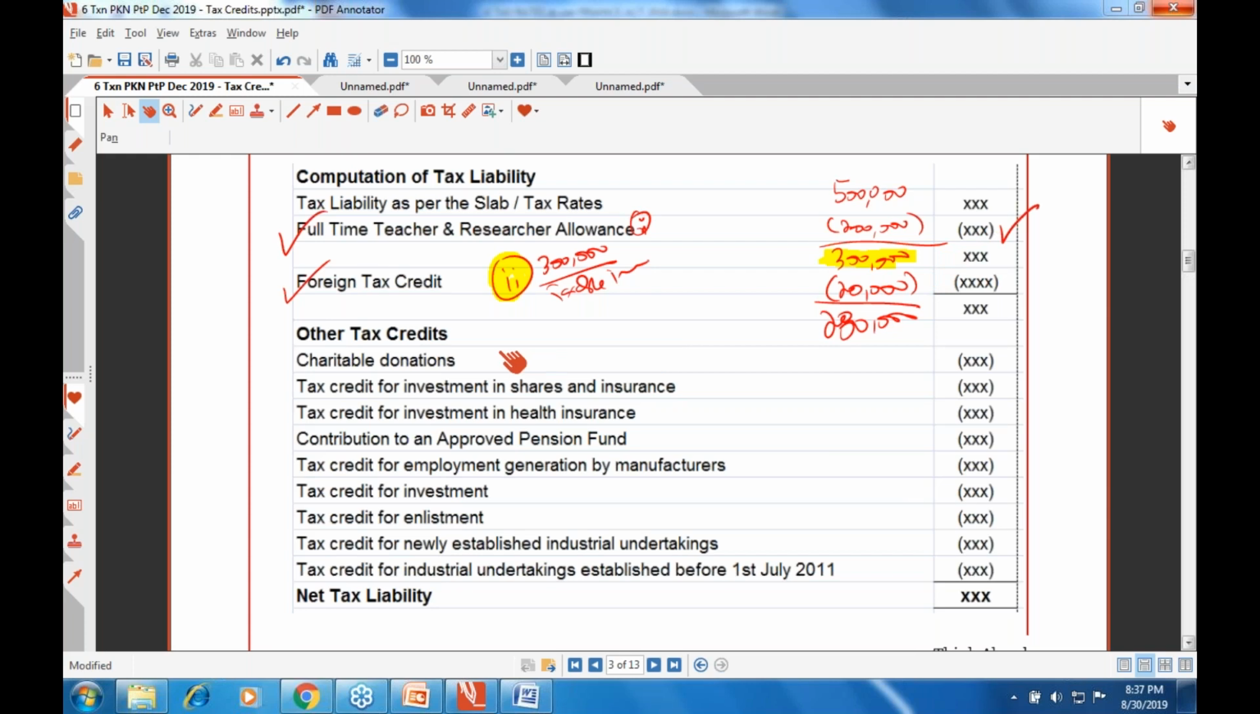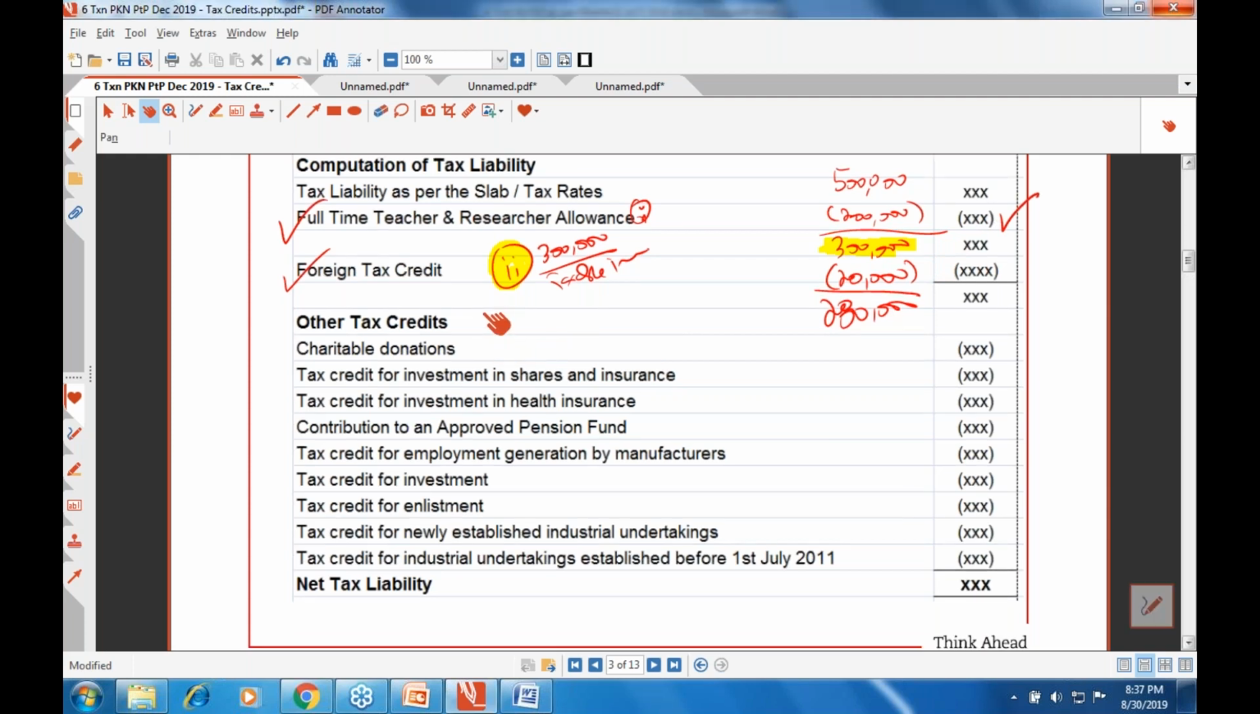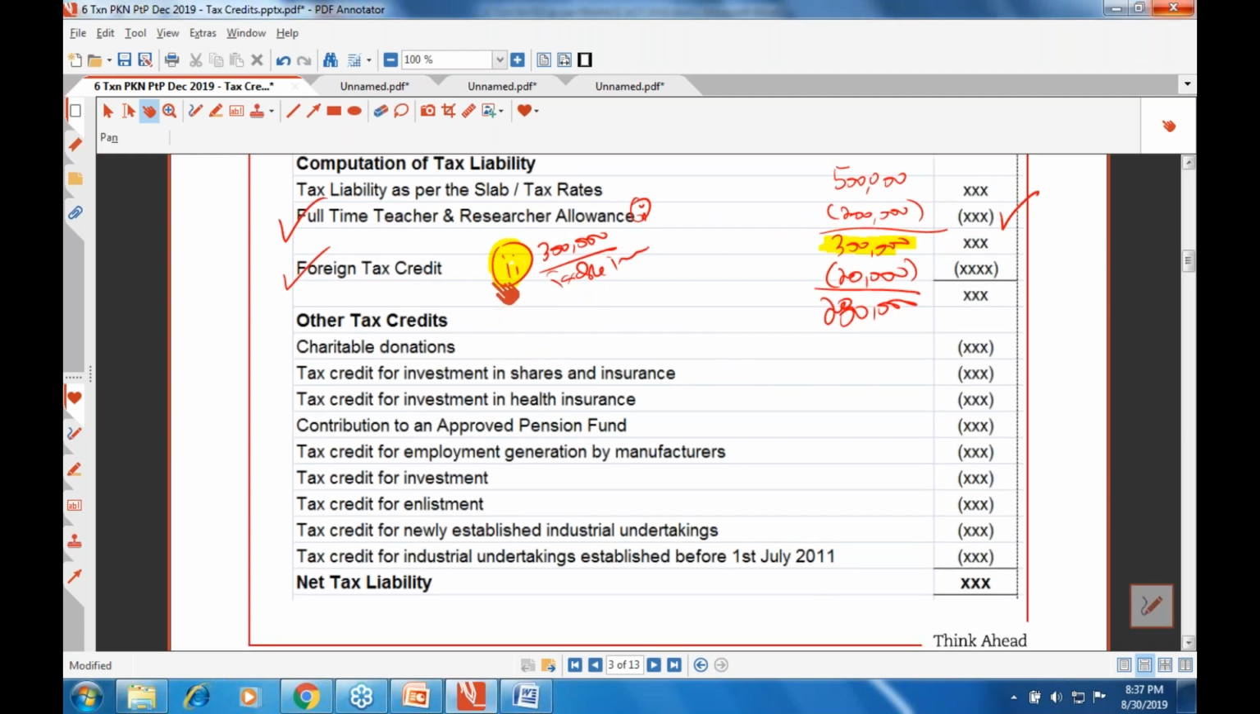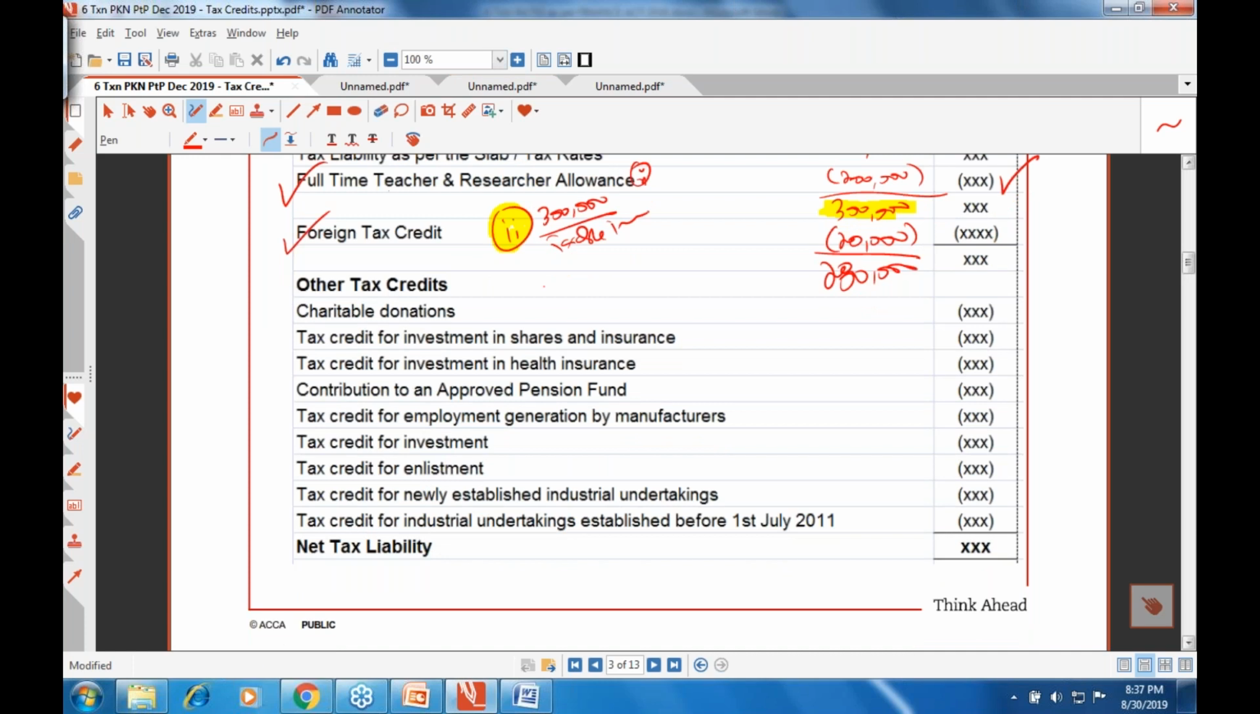Okay, so what are these other tax credits? There are specific sections starting from section number 61 till section number 65 of the income tax ordinance, which actually cover this. Now let's try to see what exactly they are.